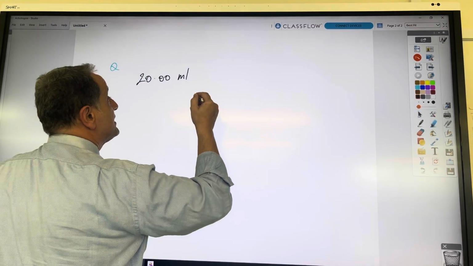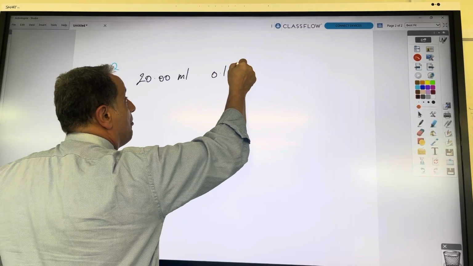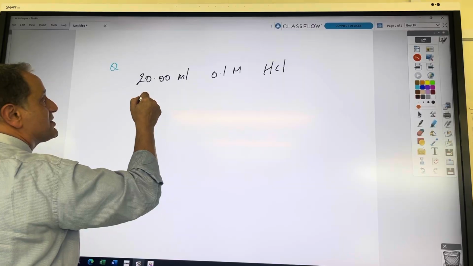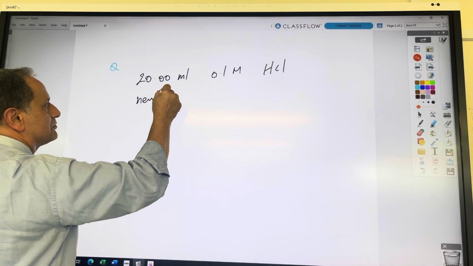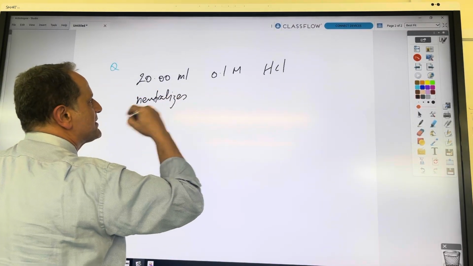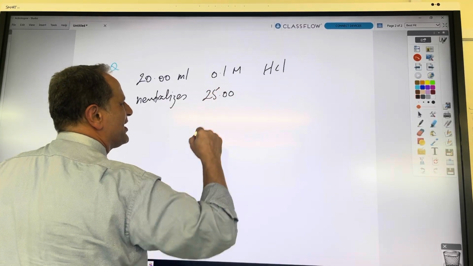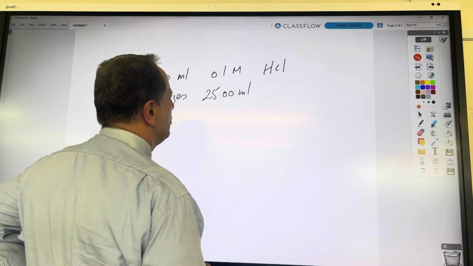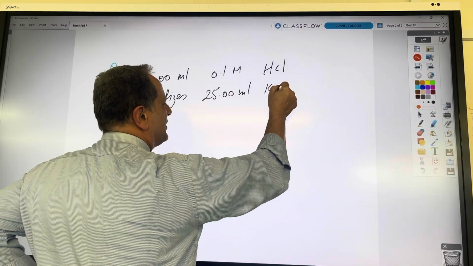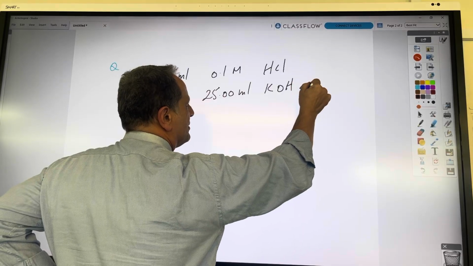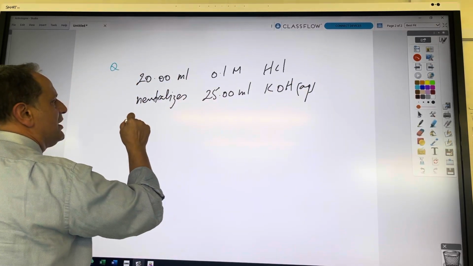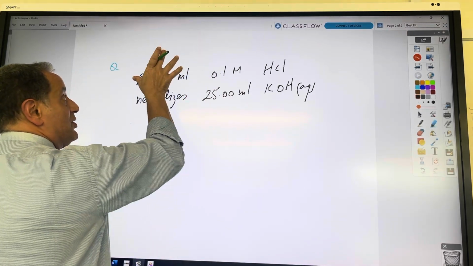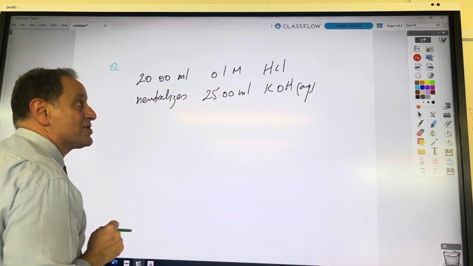So 20 milliliter of say 0.1 molar solution of hydrochloric acid neutralizes say 25 milliliter. I'm making it really nice and simple. Again, you learn something, then you apply it to other things as well. 25 milliliter of say, I don't know, potassium hydroxide solution. All right? And then the question is, so what is the concentration of this? We know everything about the acid. We know the amount that we've used, and we know its concentration as well.